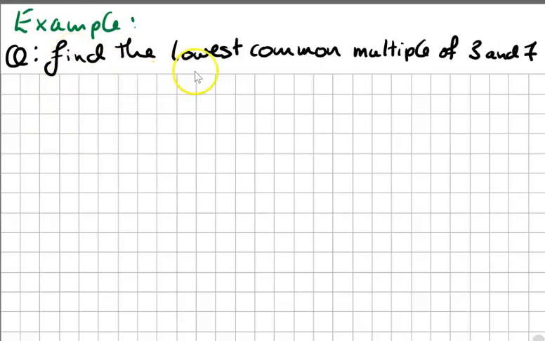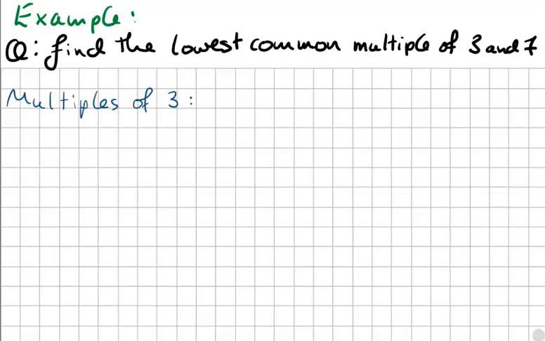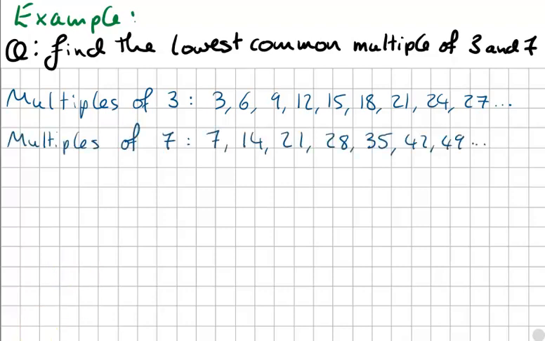Example. Find the lowest common multiple of 3 and 7. So we start with the multiples of 3. They are 3, 6, 9, 12, 15, 18, 21, 24, 27, and so on. Multiples of 7 are 7, 14, 21, 28, 35, 42, 49, and so on. The dots indicate that the multiples go on forever.